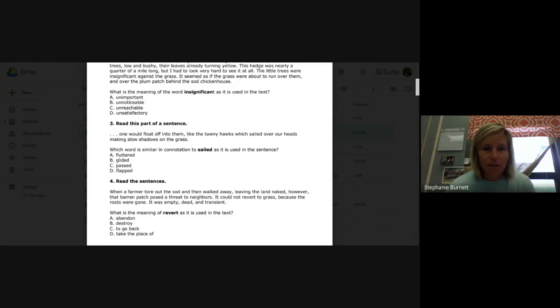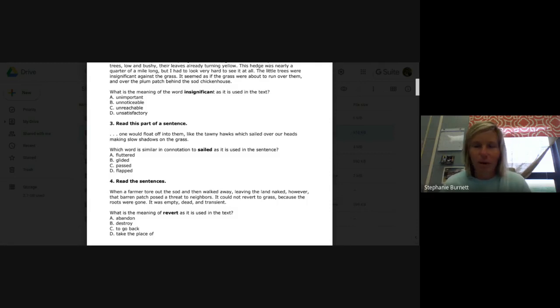We need to look through our word choices first, I would say. This one has A, fluttered, B, glided, C, passed, or D, flapped. Let's look back in the sentence. It says, like the tawny hawks which sailed over our heads, making slow shadows on the grass. Slow shadows. Okay, that's important. And we didn't think about it. What else would make slow shadows on the grass? And it said tawny hawks.